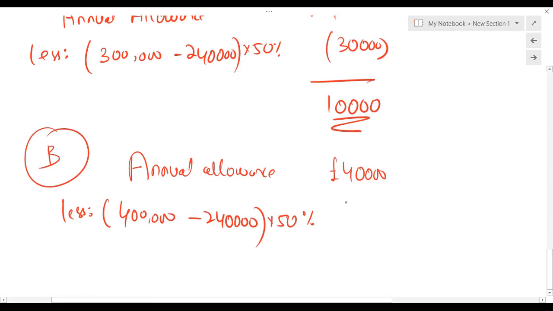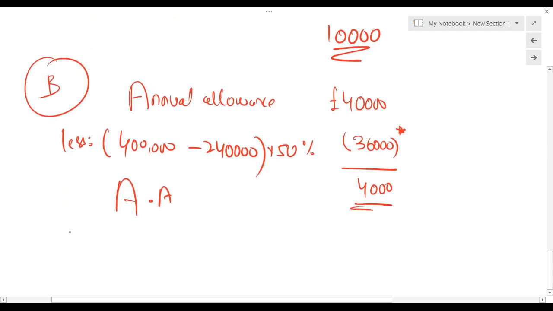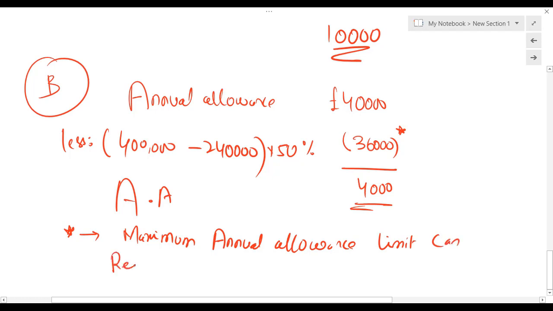But I'm not deducting 80,000. I'm deducting 36,000. And there's a static also. So annual allowance is going to be 4,000. What do you mean by this static? This static means the maximum annual allowance limit can reduce to 4,000. It cannot actually become zero.